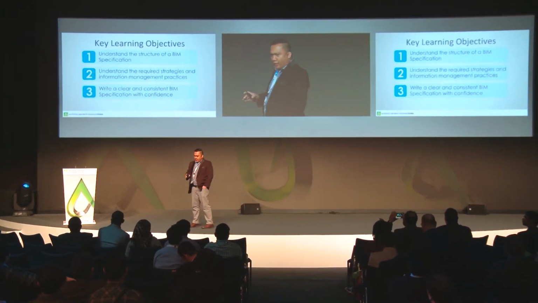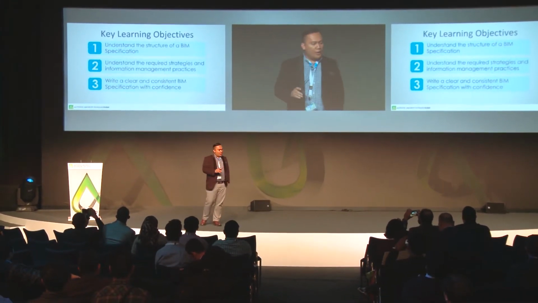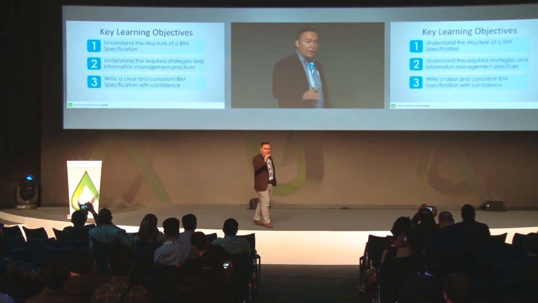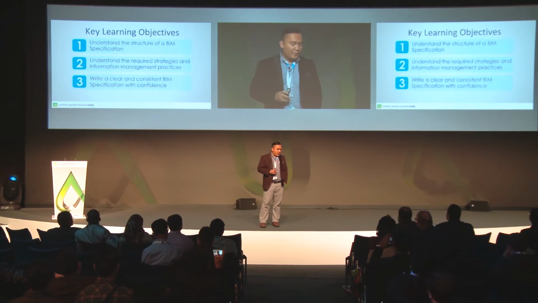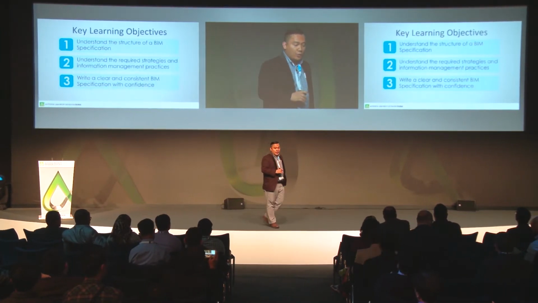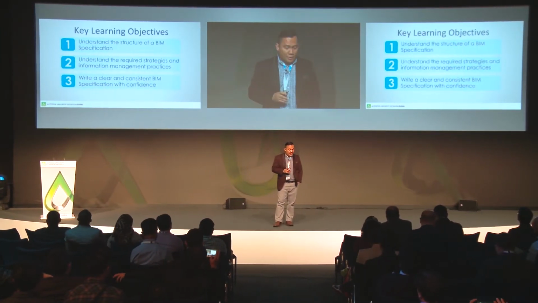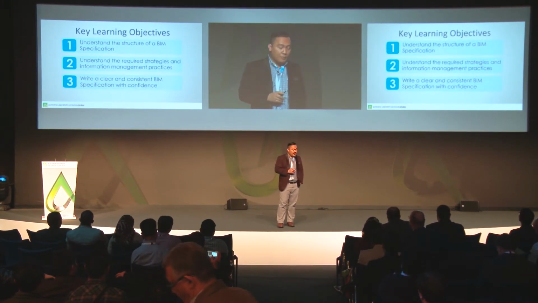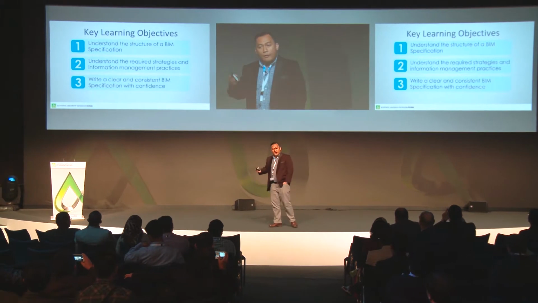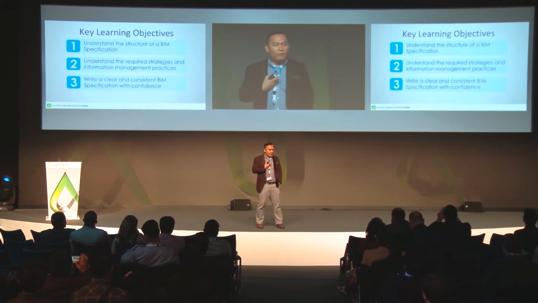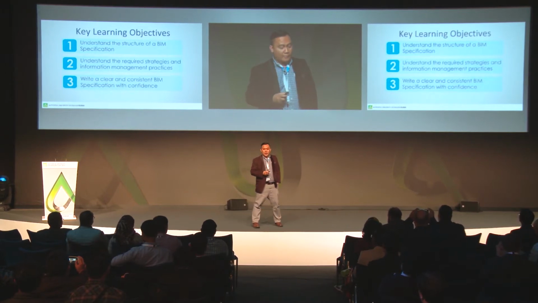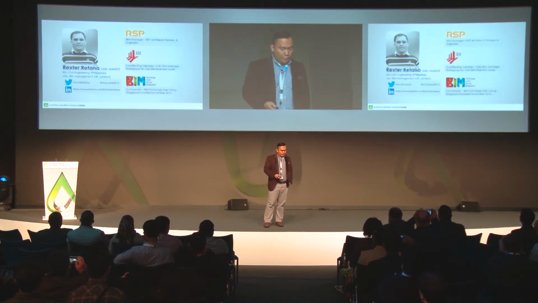So the key learning objectives of this presentation is to understand the structure of a BIM specification, specifically the fundamental concept of a BIM specification. And then the second one, to understand the required strategies and information management practices that should be incorporated into BIM specification. And of course, after this presentation, we will have some level of confidence on how to write a clear and consistent specification. So allow me to introduce myself.